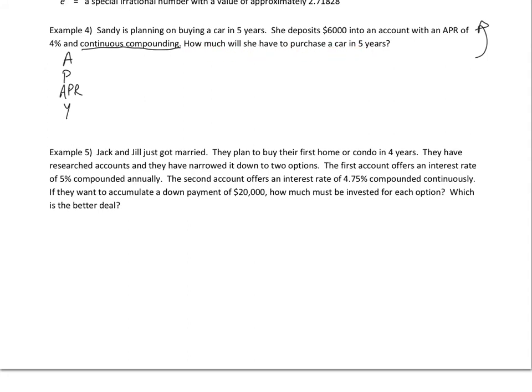All right. So the beginning amount was $6,000. The APR is 0.04, aka 4%, and we're looking at 5 years. So this formula looks like this. This would be 6,000 E raised to the 0.04 times 5. And all of this is in the exponent. So what you will do then is you will do 6,000 E 0.20.